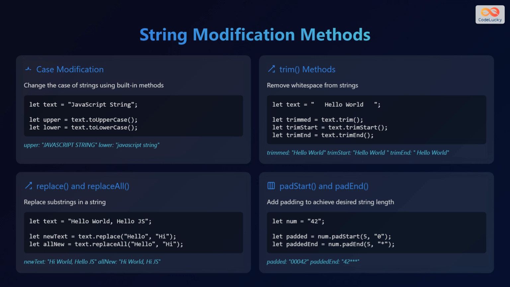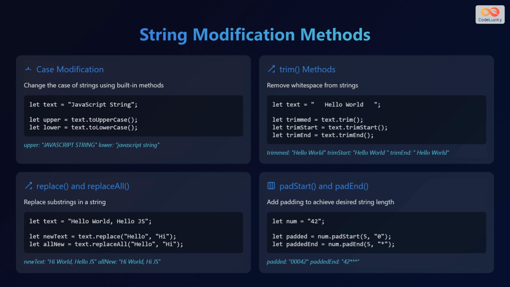The trim method removes white space from strings. Let text = " hello world ". Let trimmed = text.trim(), let trimStart = text.trimStart(), and let trimEnd = text.trimEnd(). This results in trimmed being the string "hello world", trimStart being the string "hello world ", and trimEnd being the string " hello world".